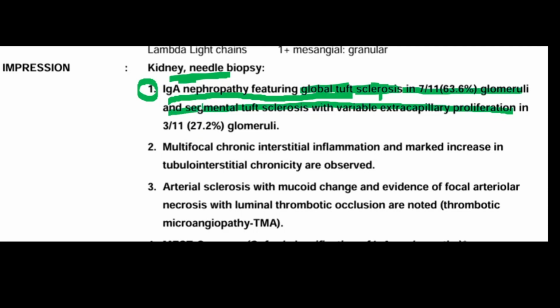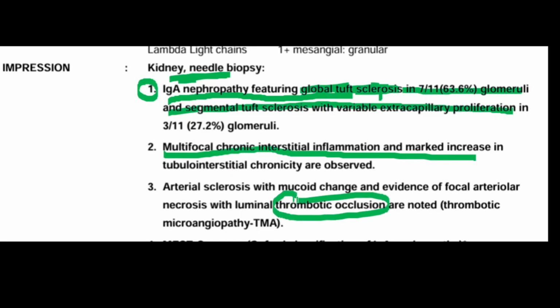As of now, the first point is IgA nephropathy. Multifocal chronic interstitial inflammation is seen. IFTA 50%. Arterial sclerosis with thrombotic occlusion is seen in the particular part. So now my diagnosis is very clear. So what is the diagnosis? It is IgA nephropathy with crescents with IFTA 50 percent. This is how diagnoses are made with the help of a biopsy report.